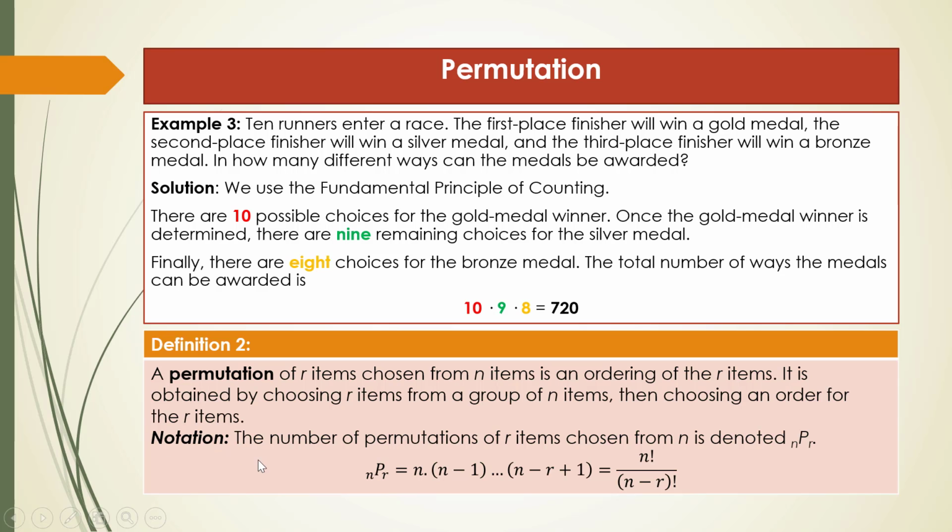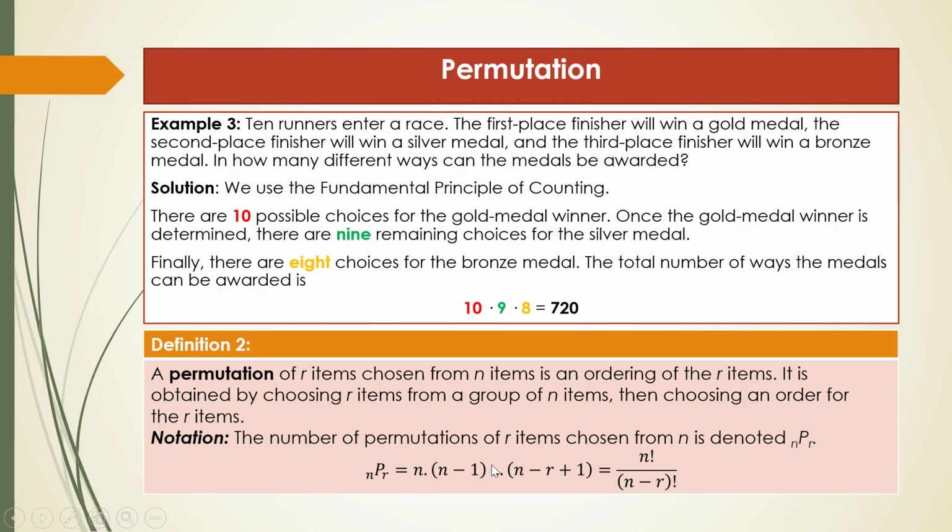So here is the notation for permutation choosing r items from n items. The number of permutations of r items chosen from n items is denoted by nPr, or we read n permute r. So n permute r is equal to n times n minus 1 times dot dot dot times n minus r plus 1. And it is equal to n factorial over n minus r factorial.